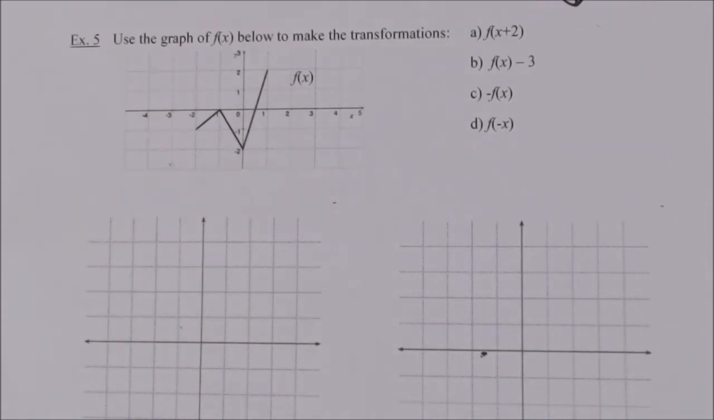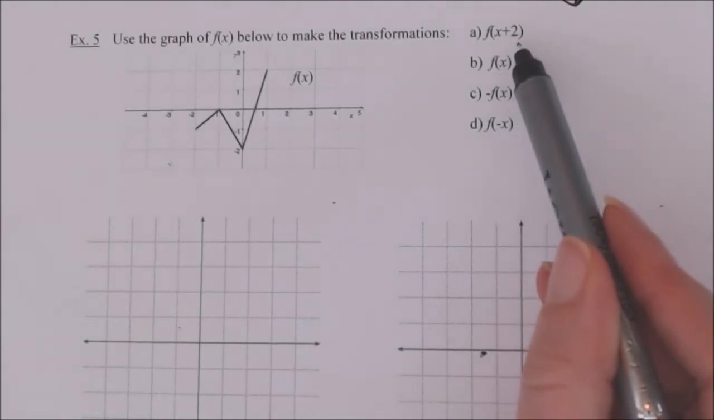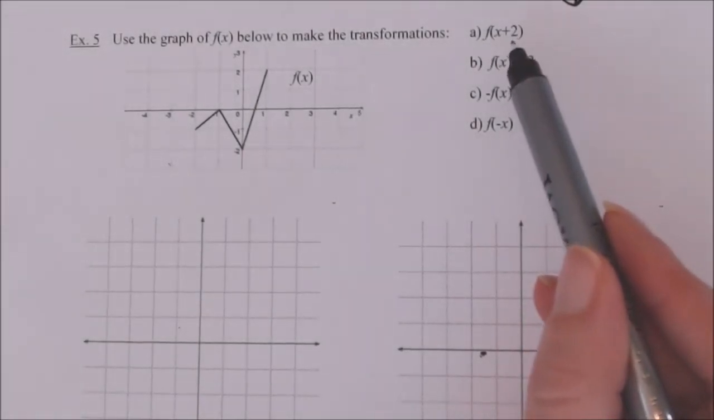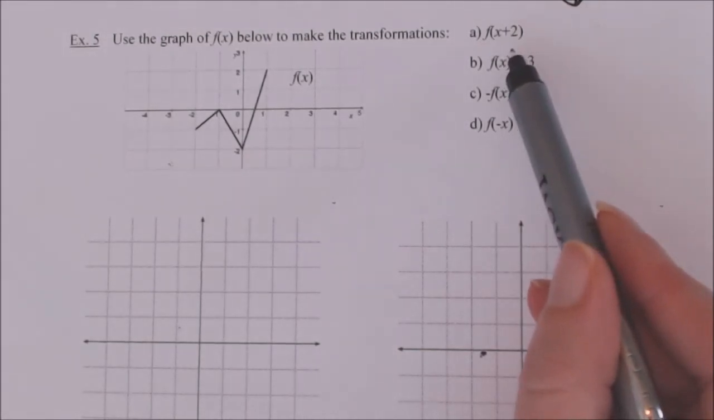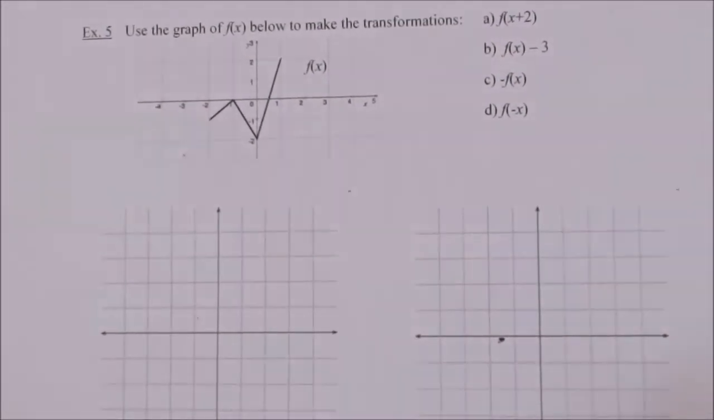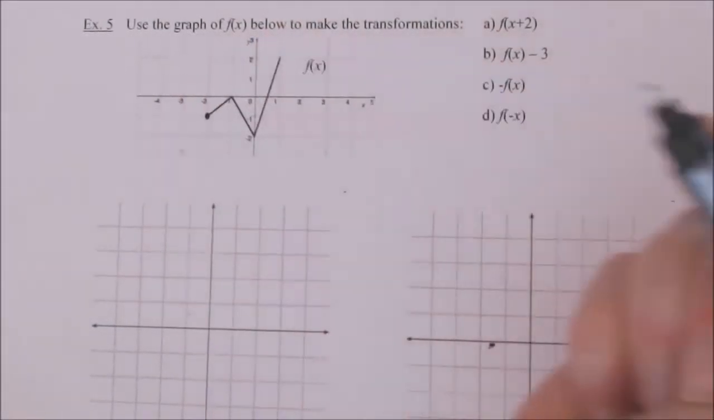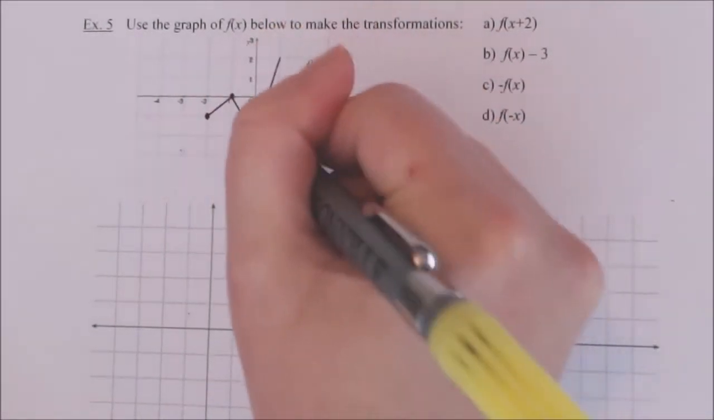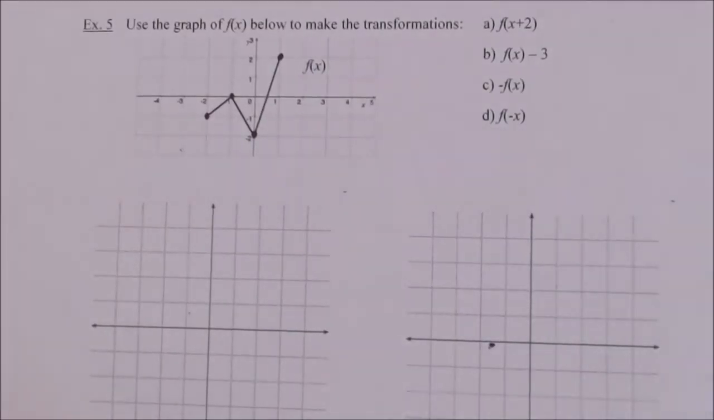So the first one for letter A, we've got f of x plus 2. The x plus 2 is in parentheses. So think about how that's going to shift it. It's on the inside, so we know it's going to be a horizontal shift. And it's plus 2, so it's actually going to move it left 2 units. So here's what I want you to think about doing. Take all of the points that are key points. We've got 1 here, 1 here, 1 here, and 1 here. So we have 4 key points that we can shift and use to make our new graph.